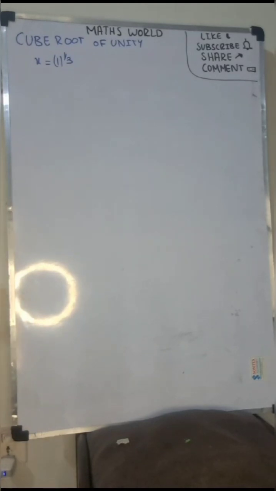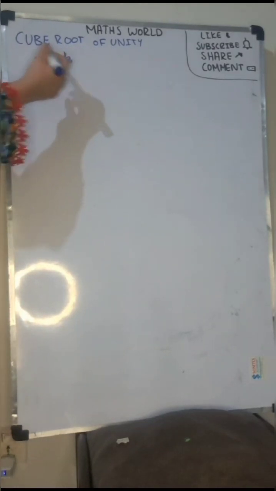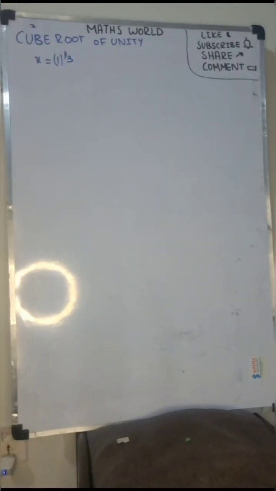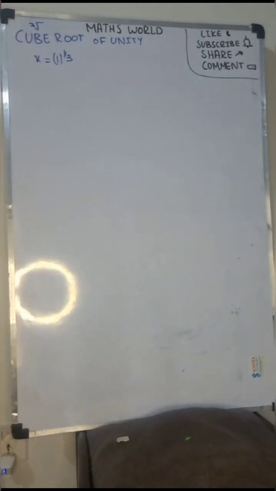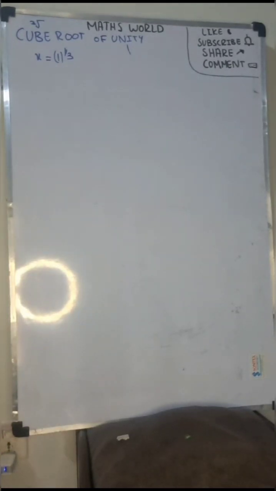Cube root of unity. x is equal to 1 raised to power 1 by 3, the cube root, or you can write power 1/3. And unity means 1. So now you are going to find the cube root of unity, meaning the cube root of 1.